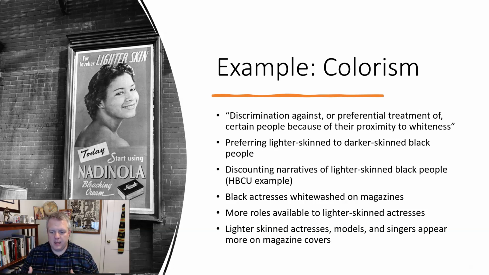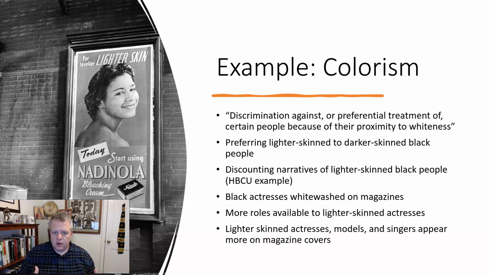The first example that I want to look at is the first example that Toole gives us, the example of her experience with colorism. So Toole defines colorism as discrimination against or preferential treatment of certain people because of their proximity to whiteness. So the idea is that there is a preference for lighter-skinned to darker-skinned black people. A history, for example, of using bleaching creams to lighten one's skin, or using hair straightening products to straighten one's hair, achieving closer proximity to the beauty ideals of whiteness was seen as attractive.